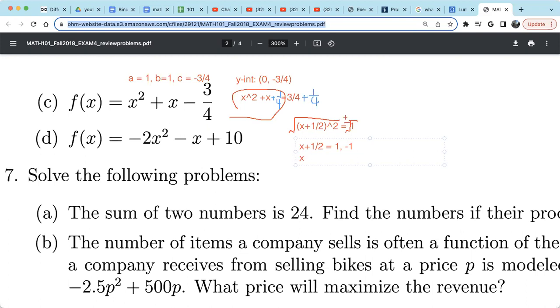So I move half to the other side. I get x equals 1 minus half, that's half, or -1 minus half, that's -3 halves. So two rational solutions. That means in reality, x squared plus x minus 3/4 can be factored. So I have two x-intercepts: (half, 0) and (-3/2, 0). Now let's graph. Oh, we want to find our vertex.